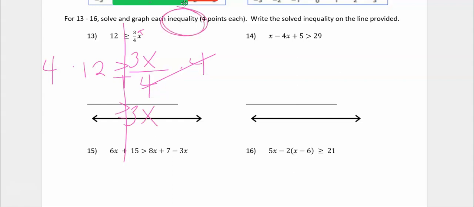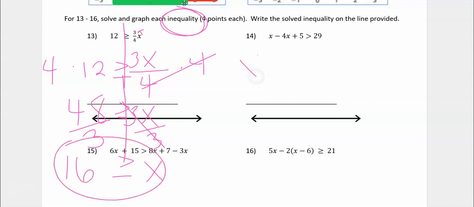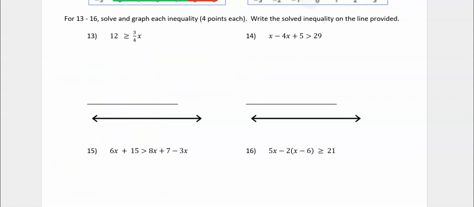Remember, guys, when it's inequalities, you have to think about when you flip the sign. Just a reminder, when you multiply or divide both sides by a negative, you're going to flip it. That's not going to happen here because I'm dividing by positive 3. So keep my sign as a greater than or equal to, and that's going to be 16. So that's my solution. Here, let's do this. I do have to graph it.